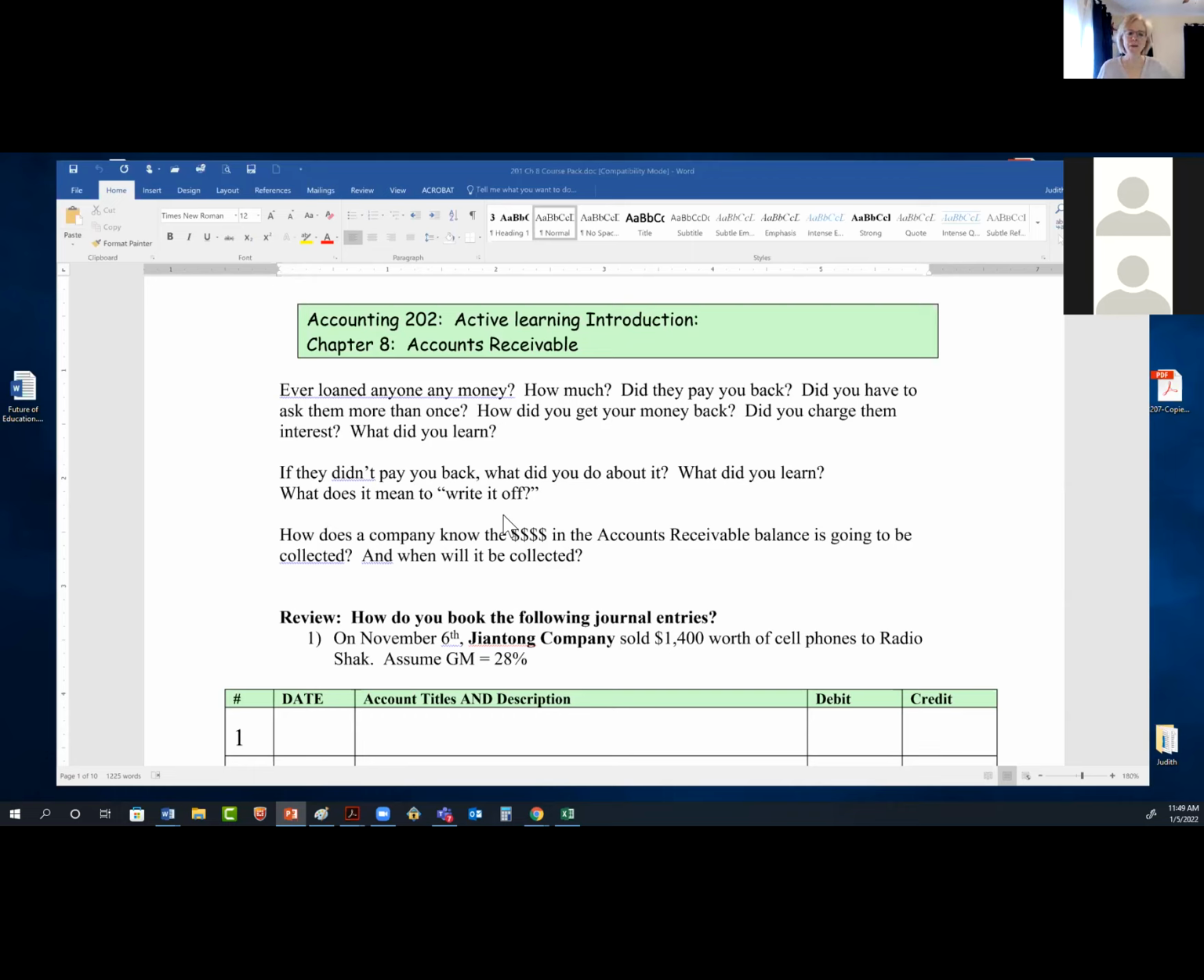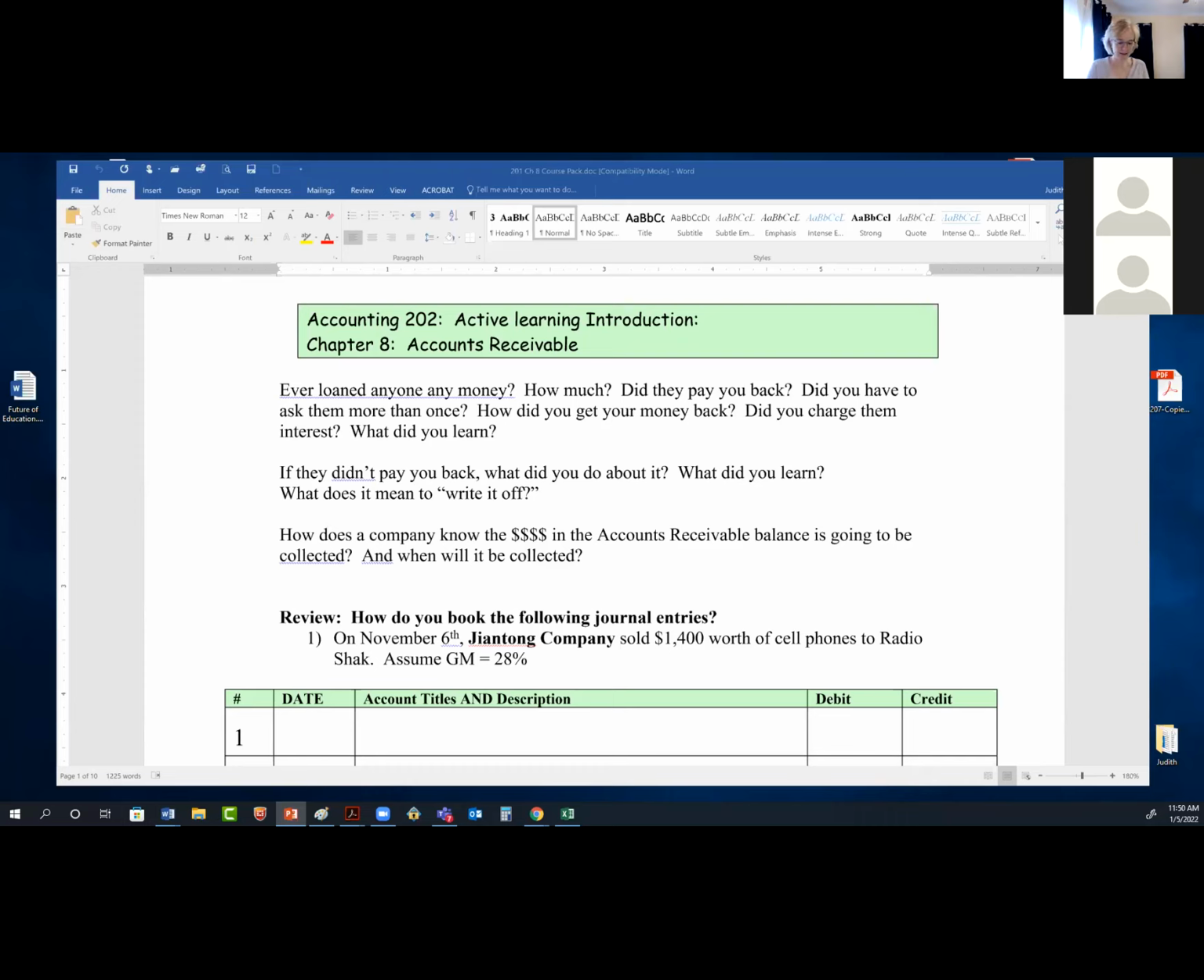So companies are going to have to deal with accounts receivable. Accounts receivable is like a loan that we give our customers. We trust them enough to say, I will loan you money. I will let you have money. You can have this product, or I will wash your windows, because I trust you enough to pay your bill in the future.